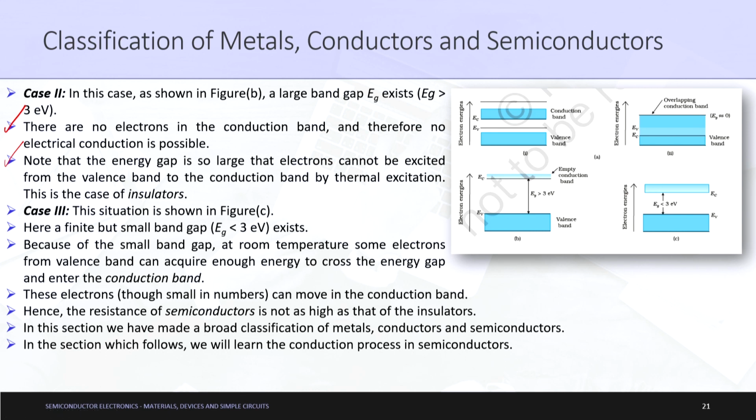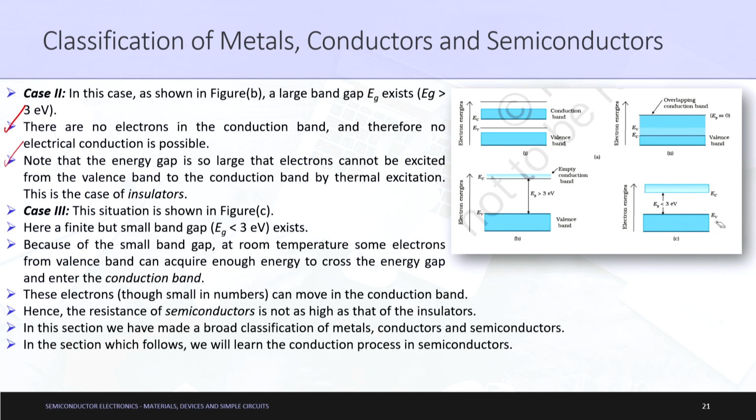The next thing is case 3, that is, this situation is shown in figure C. So, this has been explained here. Here a finite but small band gap, that is Eg less than 3 electron volts, exists. Okay. Because of the small band gap at room temperatures, some electrons from the valence band can acquire enough energy to cross the energy gap and enter the conduction band. So, now because the energy gap is less, some electrons can go into the electron states here. Initially the conduction band is empty, but now electrons can move from this state to this state, hence because of this movement there can be conduction of electricity.